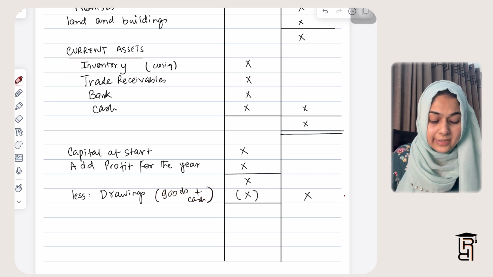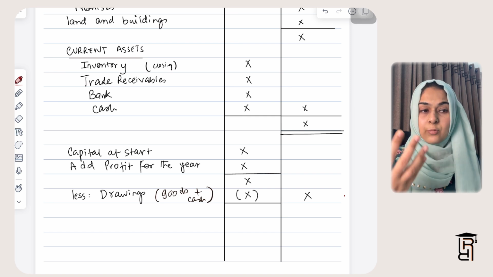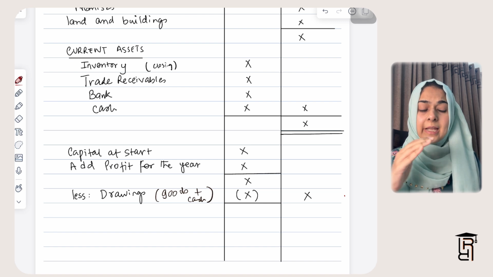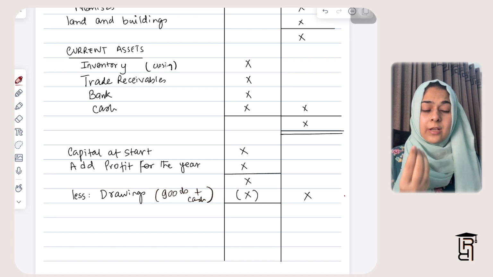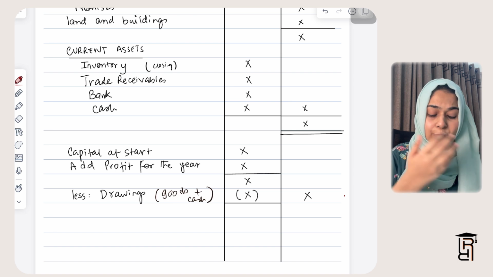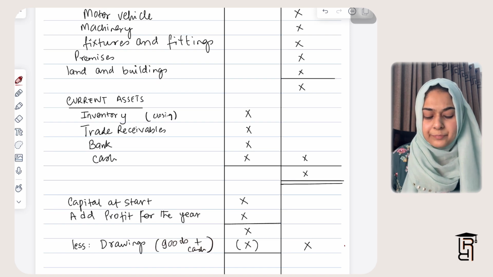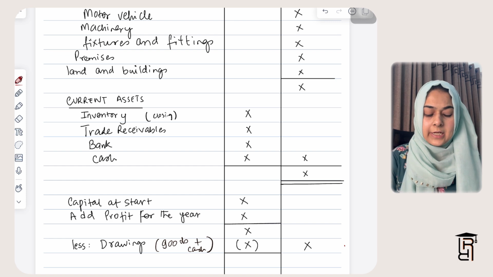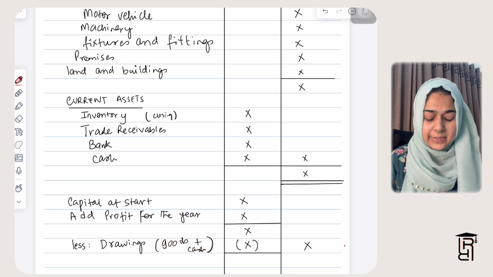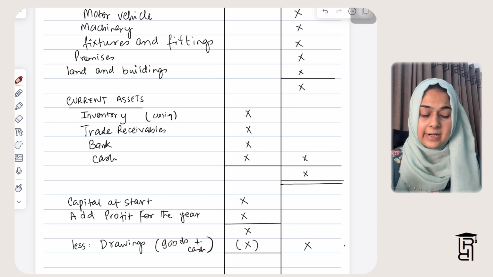Then we have trade receivables, which is what our customers owe us at the last date. Whatever credit sales we have made, where the customers owe us some money, that amount is my receivable, which I'll receive in future. That is why it's my current asset. I'll receive it within 2-3 months from my credit customers. Trade receivables are also called credit customers.